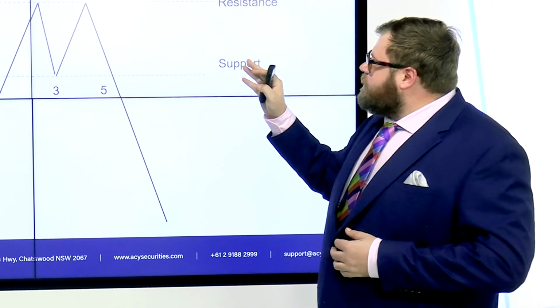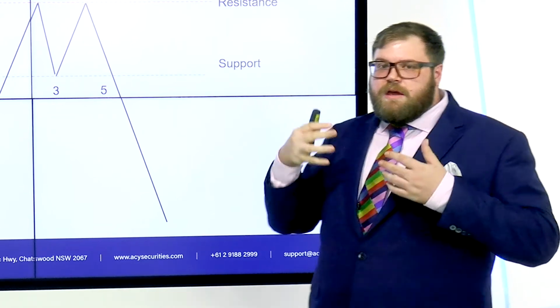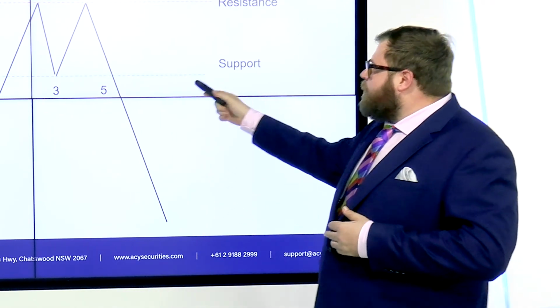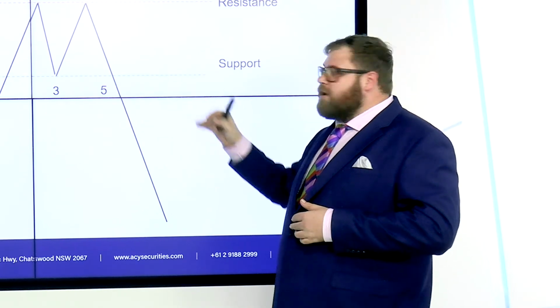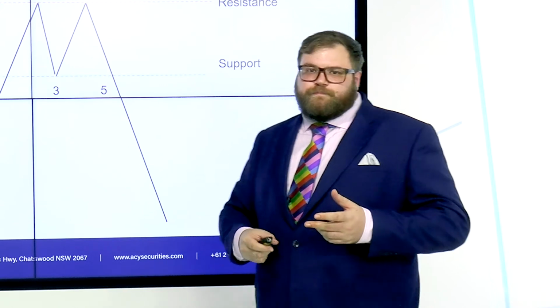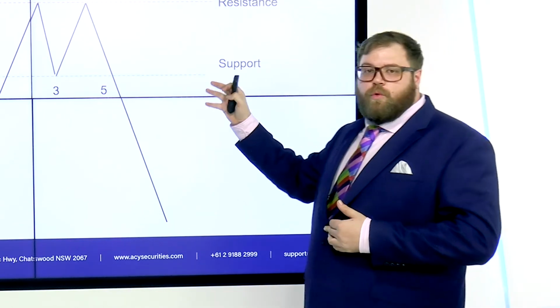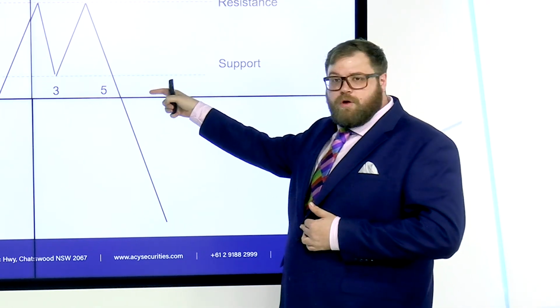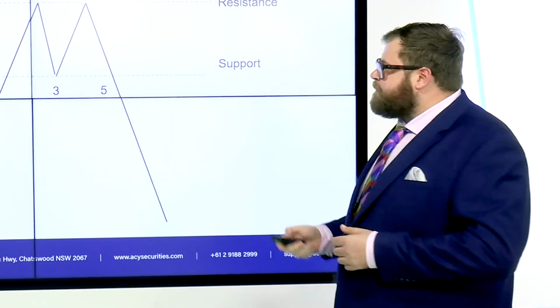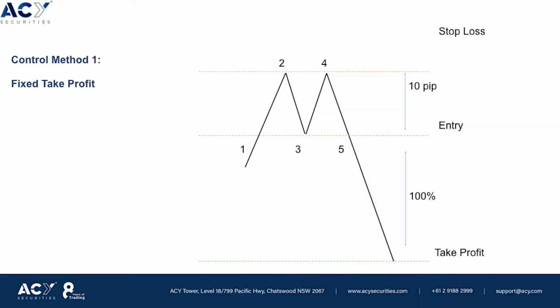So ideally you want it to be as either equal to or below point 2. Now once we get to point 5 and we've seen a break of our support line, that's where we're looking for our entry. And ideally that's what you want to do. You want to have your entry point somewhere around here, allowing you to put a stop loss behind your resistance line.